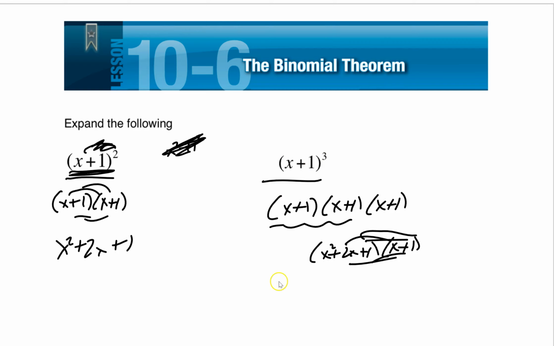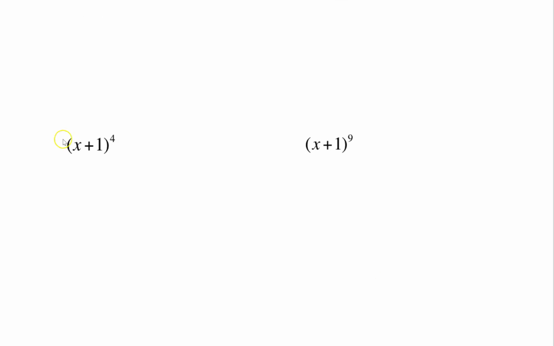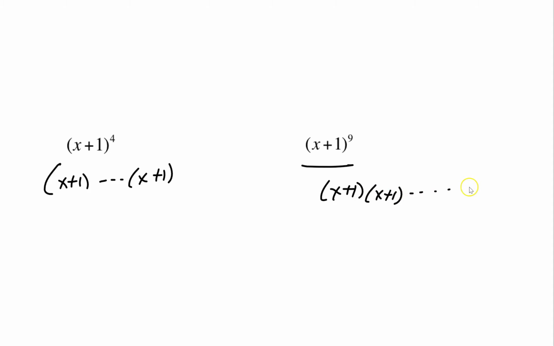The binomial theorem is an easy way of doing this because that's not too bad. That's not even too bad. But once you get to here, you really want x plus 1 four times. And if you're like, yeah, I could do that, well, then how about here? X plus 1 times x plus 1 nine times. That'll take forever. So binomial theorem is all about easy.